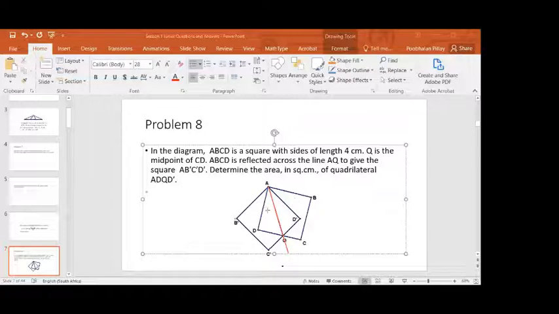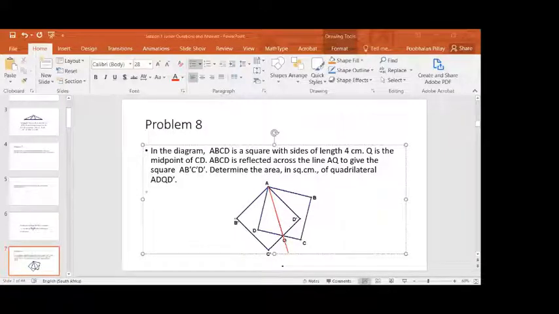This whole line is perpendicular to the red line, and it's the same distance from the red line. It's the same thing with D prime. D went across here like this and went there. This is the mirror, a two-sided mirror if you like. And the same with C, it went there. When you look at these four points, you get a different square now. And the question is, what is the area of the quadrilateral ADQD prime?